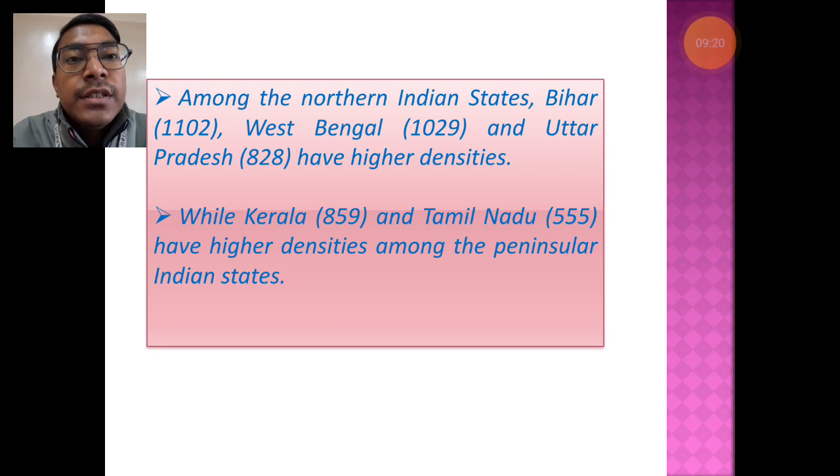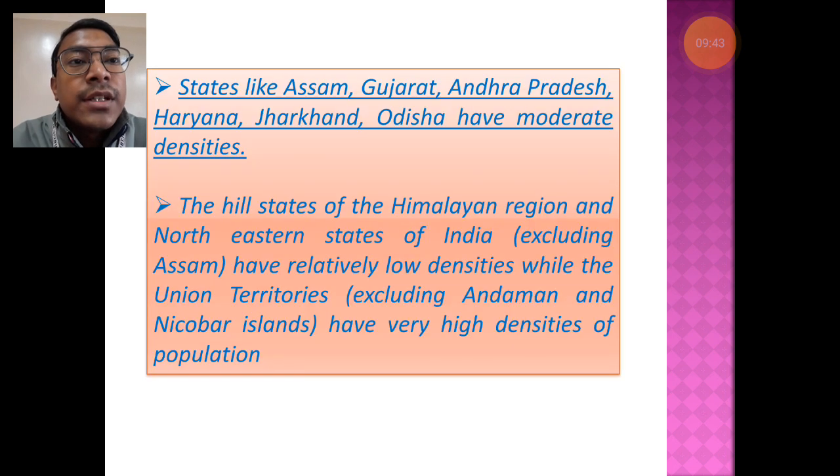If we look at the southern states, Kerala has a density of 859 persons per square kilometer. Tamil Nadu has a density of population of 559 persons per square kilometer. So these are the two states in the peninsular part of our country which record a higher density. But apart from them, the other states have a lower density than this.